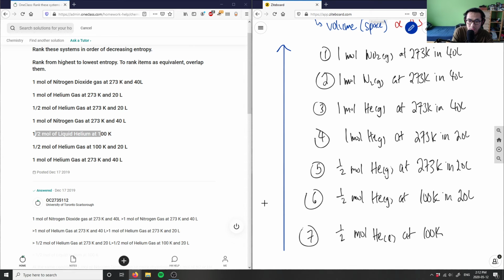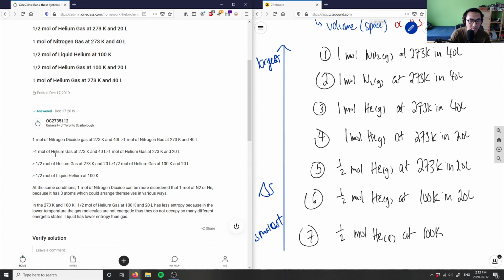So delta S, this is the greatest, and this is the smallest here. So this here is going to be the order, and this here is our answer. And I believe they also got the same solution here. And they even specified that at the same conditions, 1 mole of nitrogen dioxide can be more disordered than 1 mole of N2 or He because it contains 3 atoms, right?